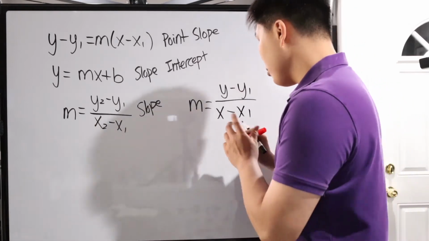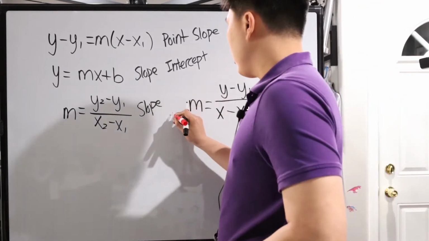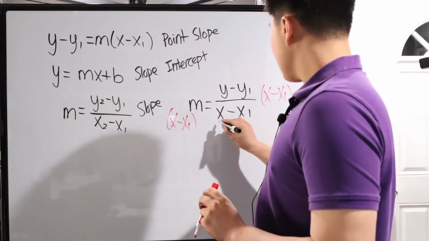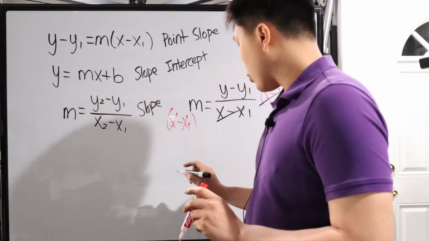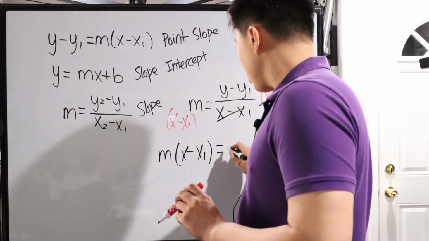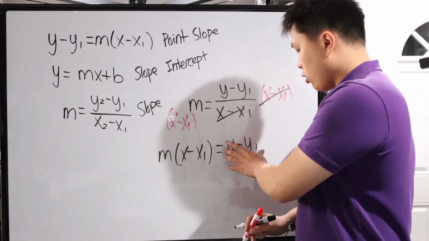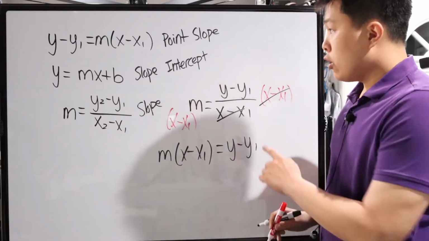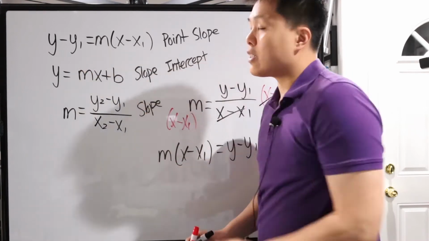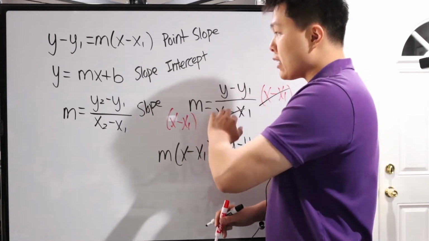Now I'm going to do something a little amazing actually. I'm going to multiply x minus x1 on this side, and I'll multiply x minus x1 on this side. So what's going to happen is these guys are going to cancel, and what I'm going to have left over is m times x minus x1 equals y minus y1. If I switch this over, they're equal anyway. Notice that basically y minus y1 equals m times x minus x1 is exactly the point slope formula. So other than just changing the y and x, there's really nothing else.